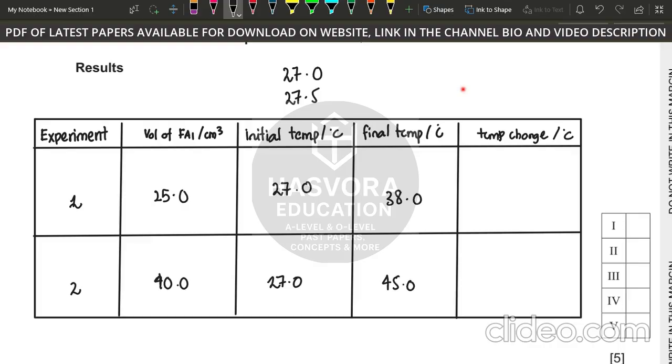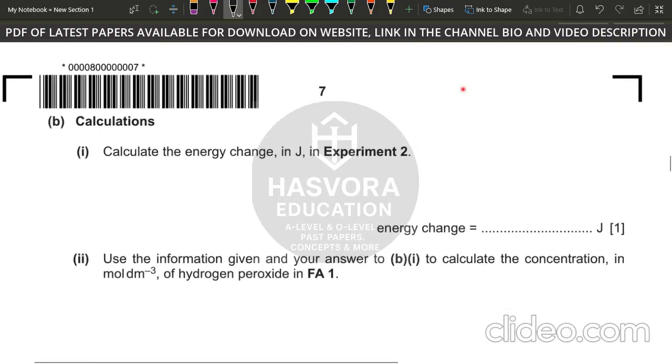So 38 minus 27, it will be 11.0 Celsius change, and the second one will be 45 minus 27. Let's calculate what it is. So 45 minus 27 is 18 Celsius. Okay, so this is going to be our table. Okay, now calculate the energy change in joules in experiment 2.